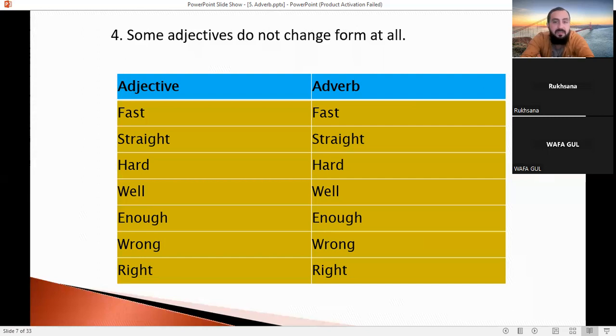I am driving faster. I am going straight ahead. She studies harder. She's doing very well on the test. I am doing enough on the test. Okay, you are doing wrong. He is going right. He is speaking right. He is writing right. So they are used the same way as they are used as adjectives.